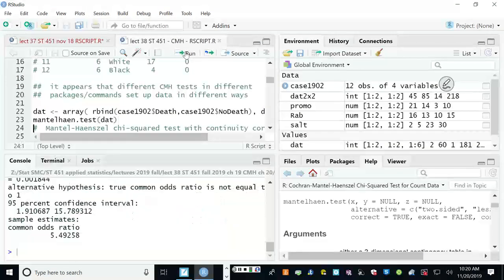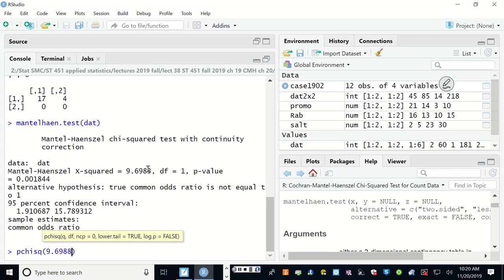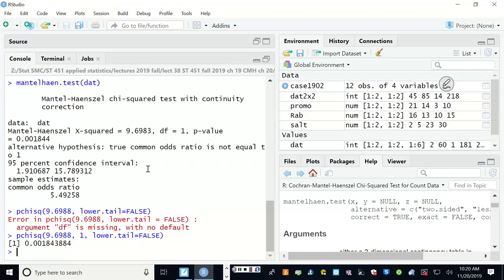When you run the test, it does that with the continuity correction. It gets an x squared value of 9.698. That is bigger than our 3.84, so it's a small p-value. It's the probability under a chi-square, you put in 9.698 and lower tail equals false, which means it will look at the upper tail, with 1 degree of freedom, and the p-value it gets there is 0.0018.